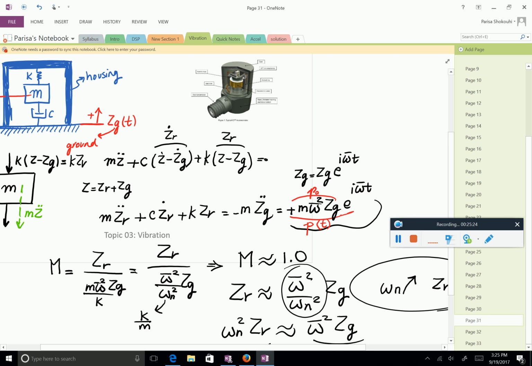And to be able to solve this, we cannot have z, zg, everything in one equation. This is not how it works. So we write everything in terms of zr. So this is c zr dot itself. This is k zr itself. So what I do is I change z for zr plus z sub g. I can write this again.